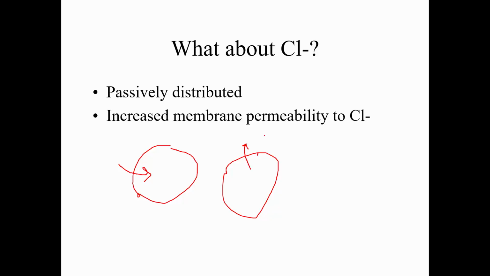And the more permeable your cell is to chloride, the more chloride has the ability to stabilize the membrane potential. We're going to find this is way more important in skeletal muscle cells than in neurons. But this idea of chloride being a passively distributed ion is an important learning objective.